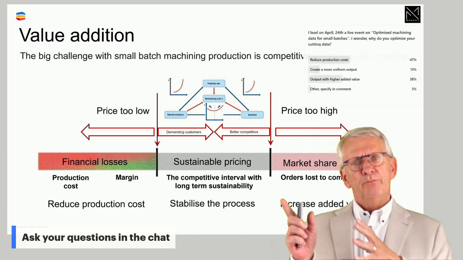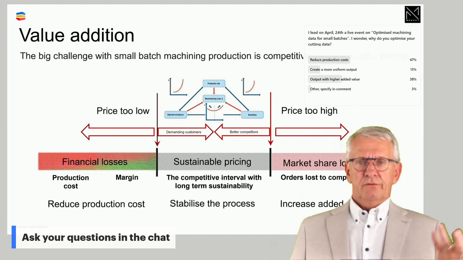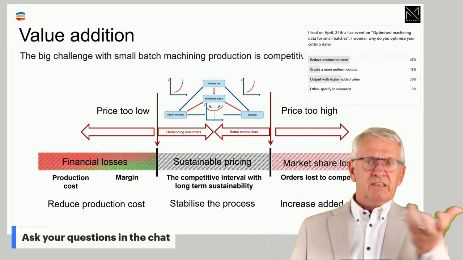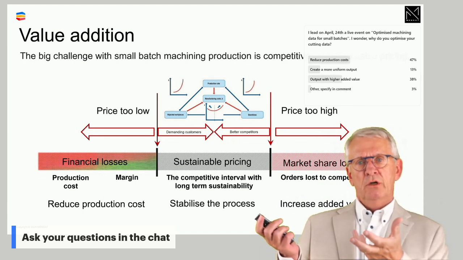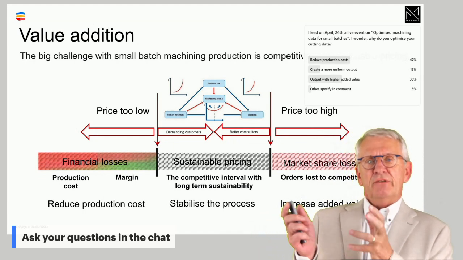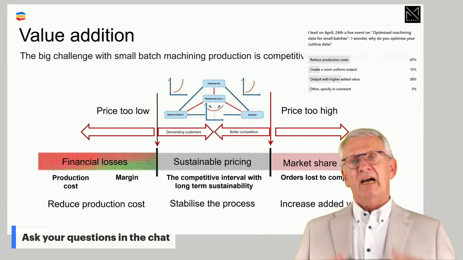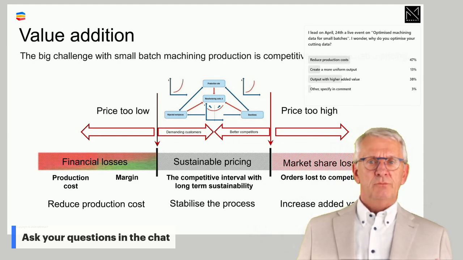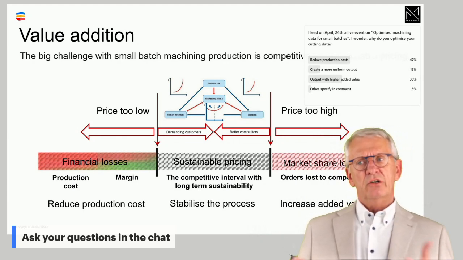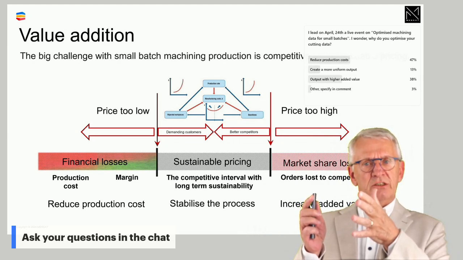And do you understand now the poll I posted on LinkedIn? Reduce production costs for those. Can I translate the results by saying that 50% of the people who answered this poll are in a defensive situation? Oh, the market is pushing my prices too far down. I have to reduce my costs. The second thing is create a more uniform output. Can I translate that only a minority is in the middle part there? I want to stabilize that. That's why I do it.